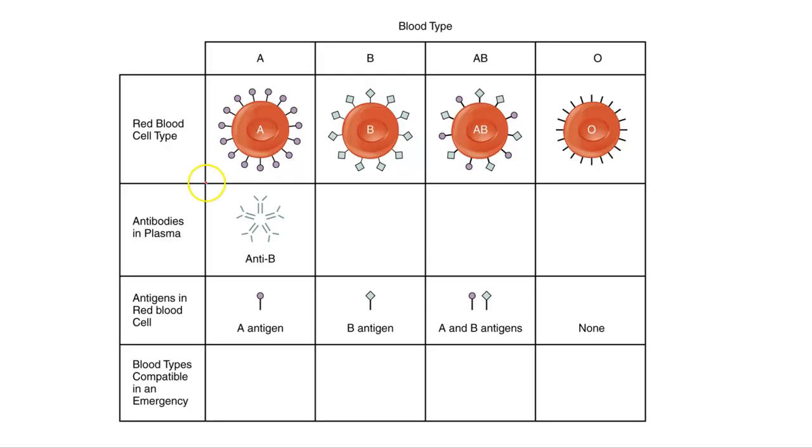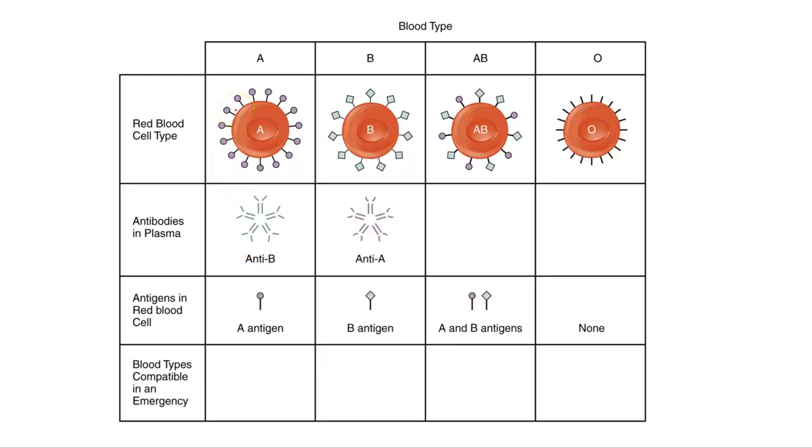And the way that we name antibodies is we name them anti whatever it is that they bind to. So if you had A blood and you have an anti-B antibody, it means you have an antibody that will bind to the B antigen. Because you don't have the B antigen, it's fine. If somebody were to give you type B blood, your antibodies would quickly bind to them and destroy them.